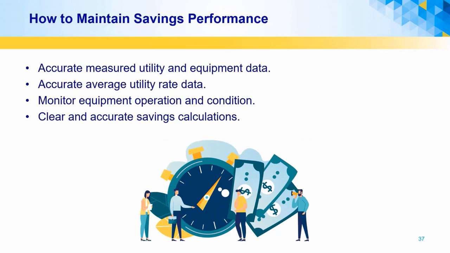To maintain savings over time, the key data required are accurate spot measurements of equipment and accurate utility meter data. Also, accurate utility rate information is especially important because these rates can change significantly over time. Effective operation and maintenance of equipment and inspection of equipment condition is also important to monitor significant equipment changes. And last, use clear and accurate savings calculations that provide an adequate written narrative to explain the savings data, the calculations, and tables. Also, it's very important to retain an accurate audit trail for all your calculations.